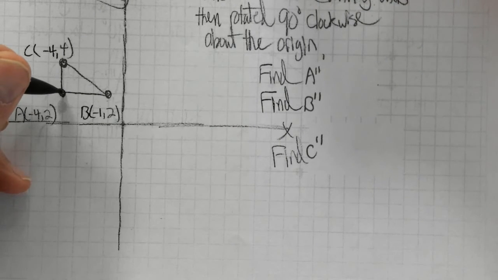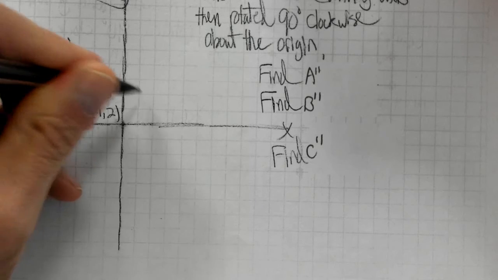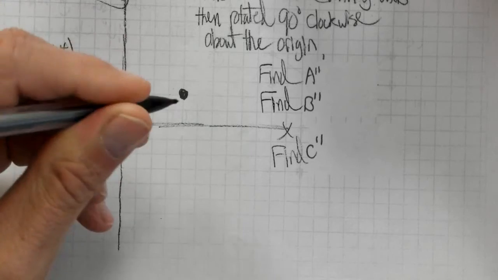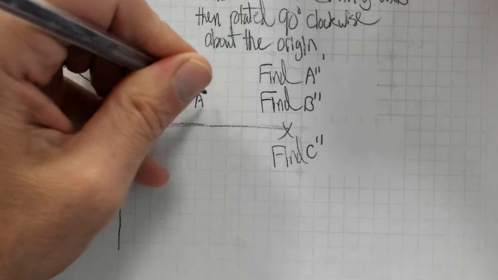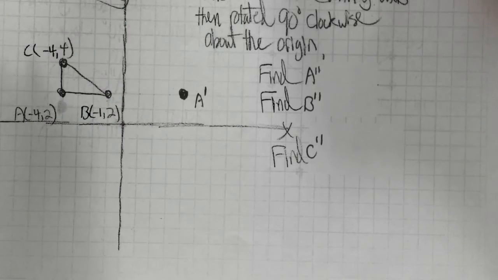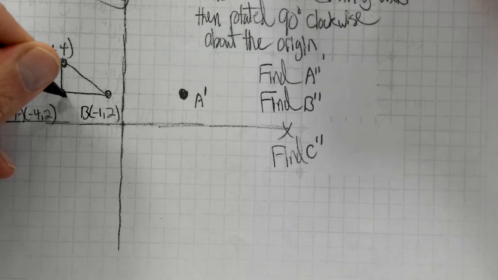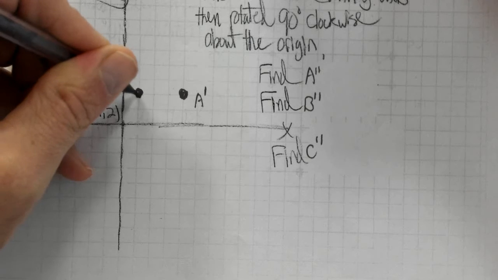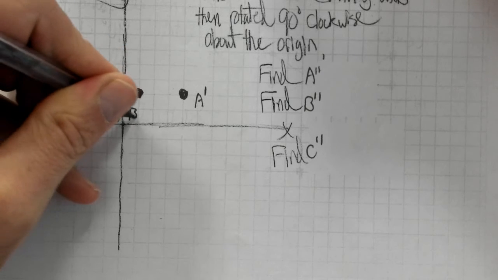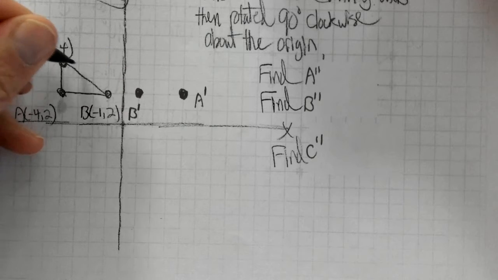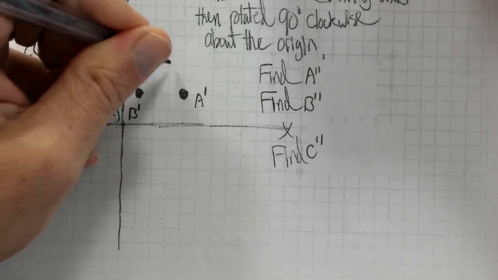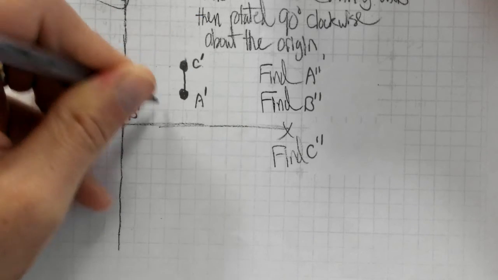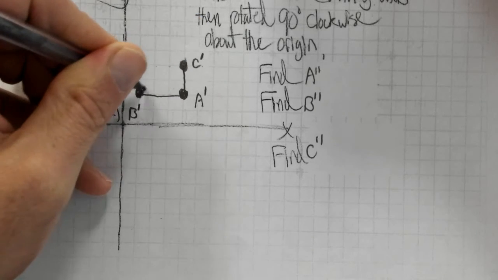So here's A, reflect with the y-axis, 1, 2, 3, 4, 1, 2, 3, 4. Okay, so there's A prime. All right, so for my B, then we can go 1 and 1. That's B prime. And for C, 1, 2, 3, 4, 1, 2, 3, 4. C prime. Can draw in the new triangle.